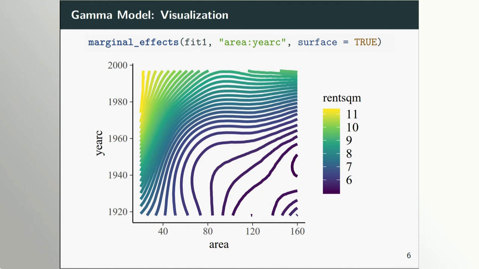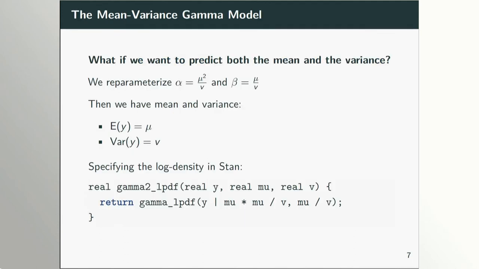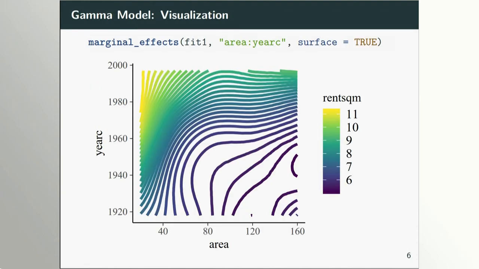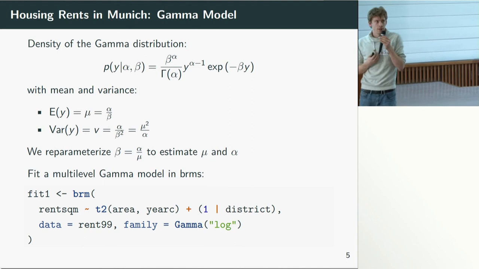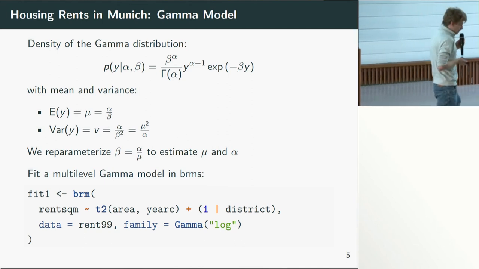The question is, that's perhaps not all we can do with this kind of data. What if we want to predict both the mean and the variance? Right now, we were just predicting the mean, and the shape parameter alpha was constant across observations. That model was not only boring because it was too simple, but now we want to do something else. We want to predict the mean and the variance. Unfortunately, in the usual parameterization we were using before, the variance V was quadratically related to the mean parameter. That's kind of weird, right?